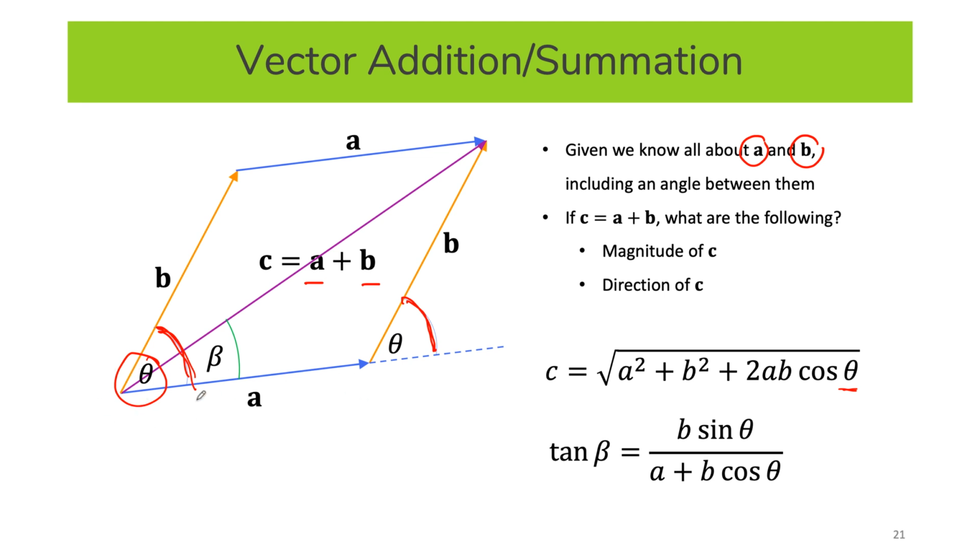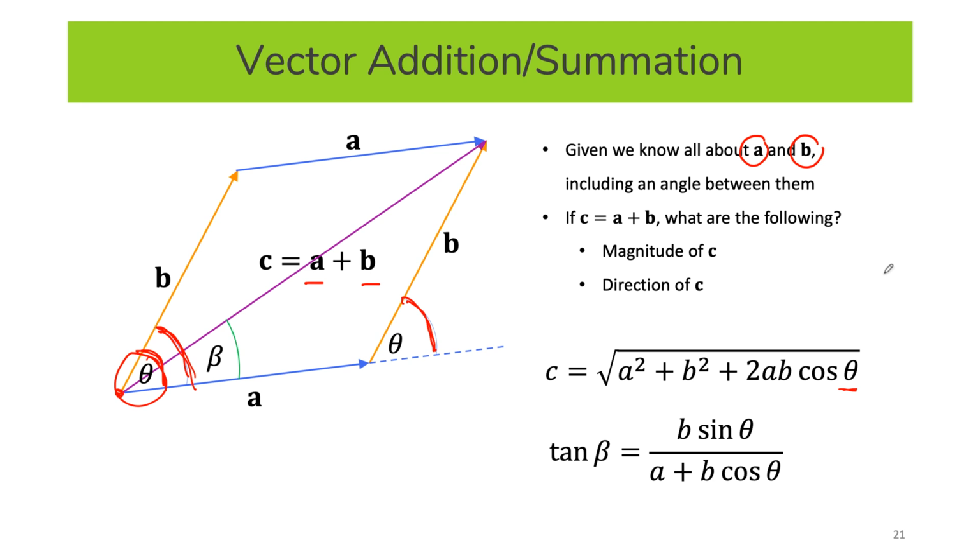Something to note is that this angle is defined when you join the tail of vector A with the tail of vector B. So both vectors are emerging from the same point, and you define theta as that angle.